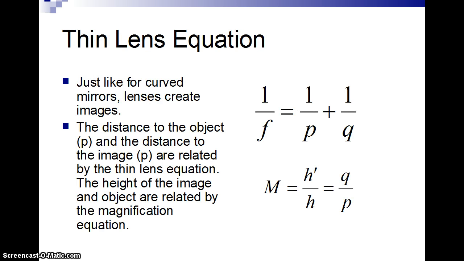All right, so the same equation applies. 1 over f is equal to 1 over p plus 1 over q. Magnification is the height of the image over the height of the object, equals, oh, there should be a negative sign there. Negative q over p. Same equation.